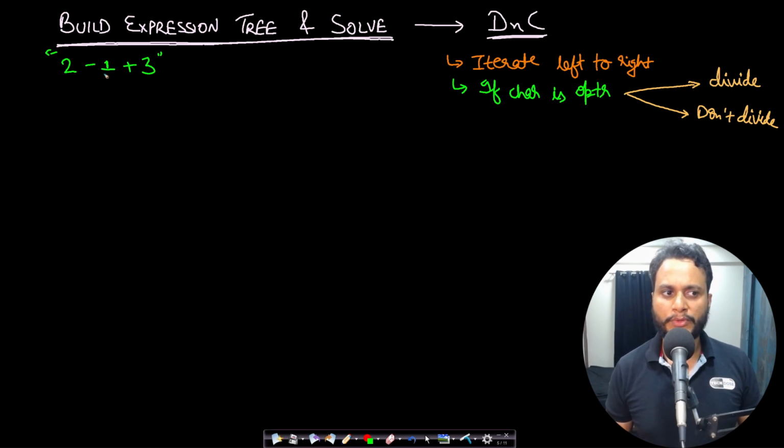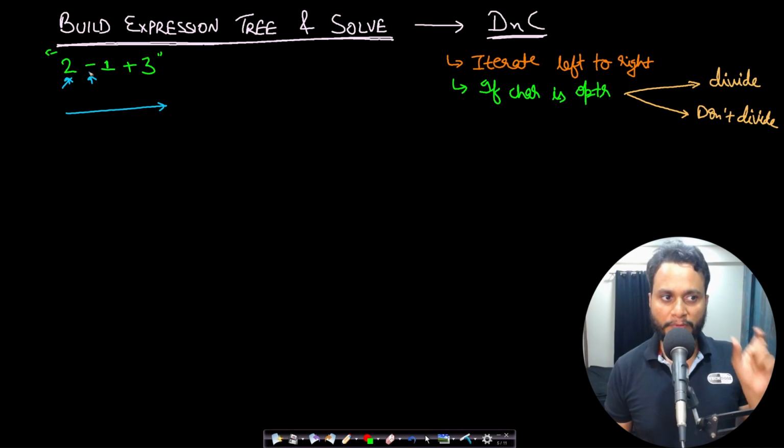Let's consider an example: 2 minus 1 plus 3. We will iterate from left to right, and whenever we see an operand we will just skip it. So I see 2, I will skip it. Whenever I see an operator, then I have two choices. Either I divide the entire expression into two parts at this point, otherwise I don't divide it. So at every operator I will have two choices.